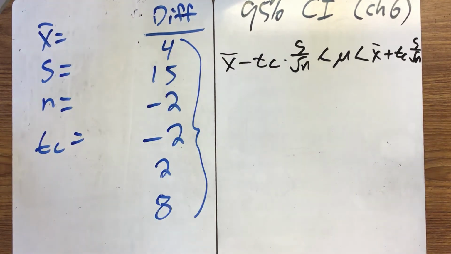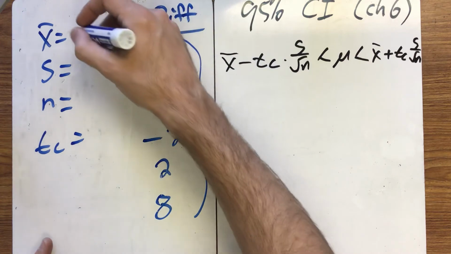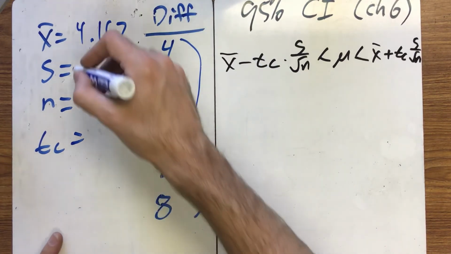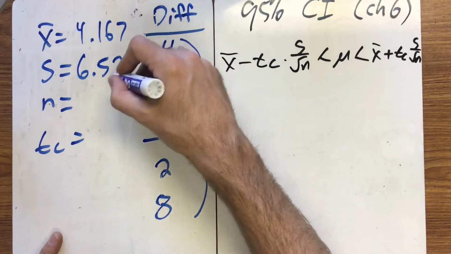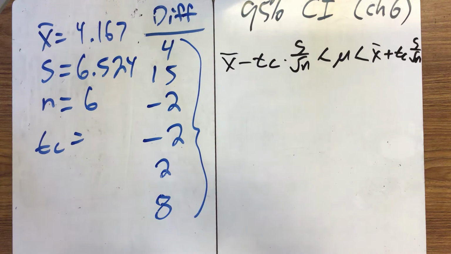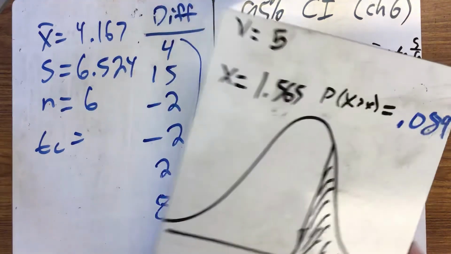X bar and s we found the first time in the problem. You put the numbers in Excel, and we got 4.167 here. And s we got 6.524. n is 6. It's just how many samples we had. So that's that number. And now t_c, we have to go back to our app to make t_c work.